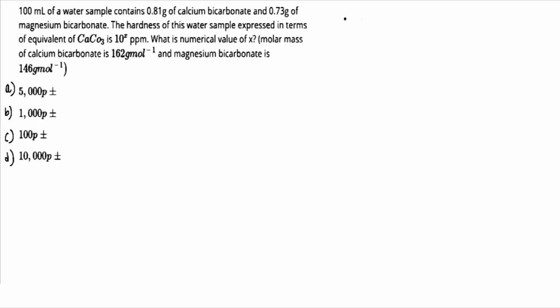In the question it is said that 100 ml of water contains 0.81 gram of calcium bicarbonate. So if I write here, 100 ml of water contains 0.81 gram of calcium bicarbonate, Ca(HCO3)2.